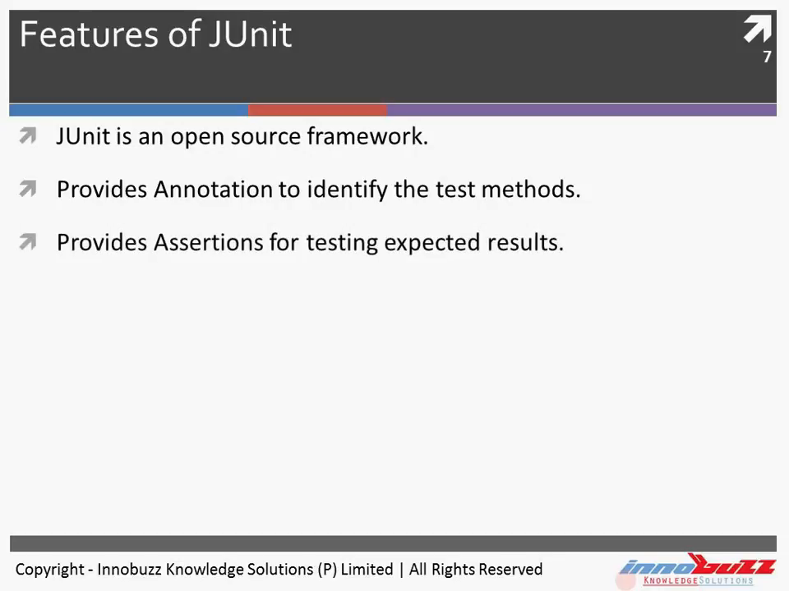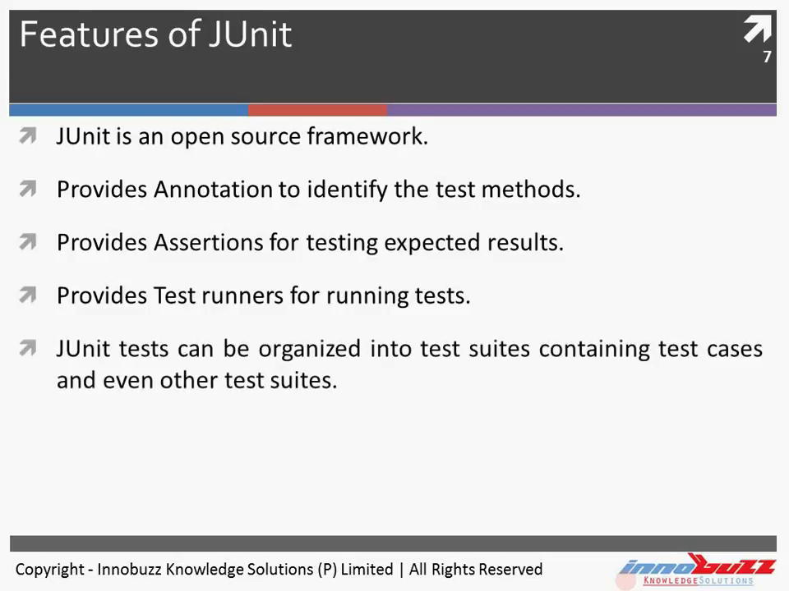It provides assertions for testing expected results. Again, assertion is also one of the features which we will cover in further slides. So it's very important that annotations and assertions are features of JUnit, and we'll see what these are used for. It also provides test runners for running your tests.